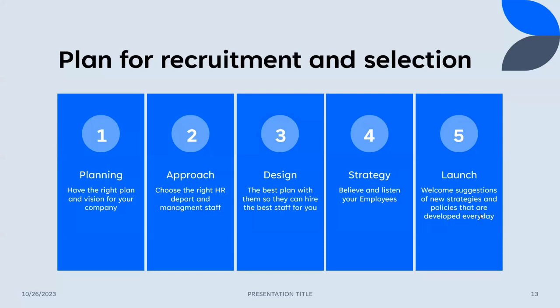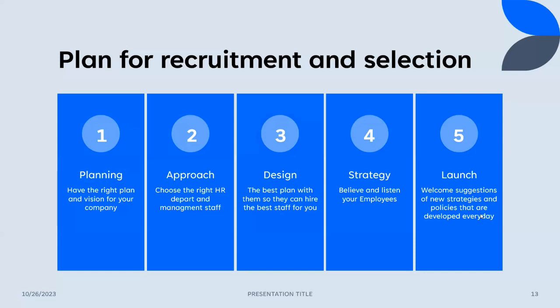This is a plan for recruitment and selection. You need to always have the right plan and vision for your company. You need to find the right HR department and management staff, which is one of the most important things in a company or business. You need to design the best plan with them so they can hire the best staff for you. So if you let them know your vision, your mission, then these are the first steps that you have helped them in finding the right candidates for you.